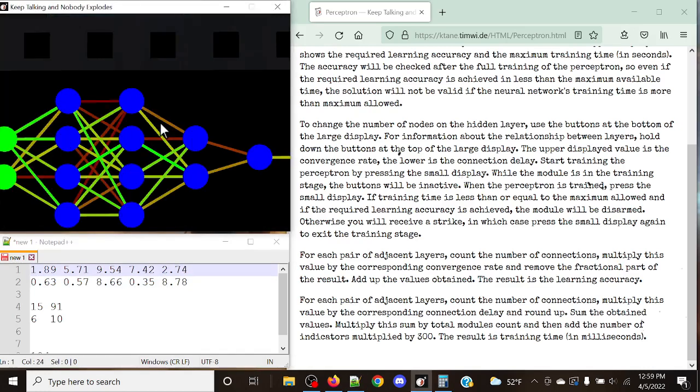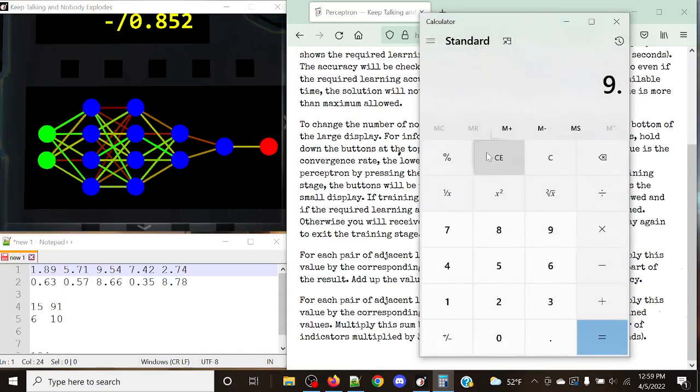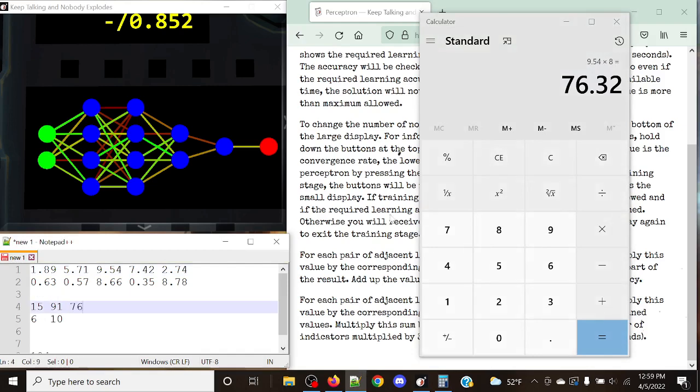So now, let's just see what we have so far. Let's try it out and see what we can get. In this case, this is going to be 8 connections right now. So 9.54 times 8 is going to be a 76. That's pretty good.